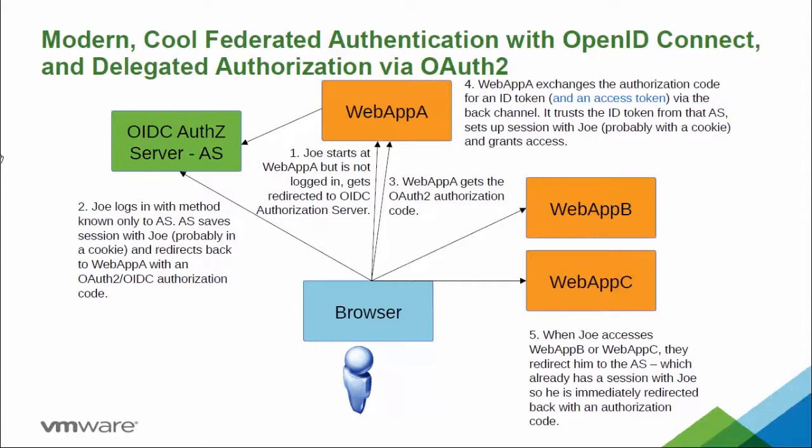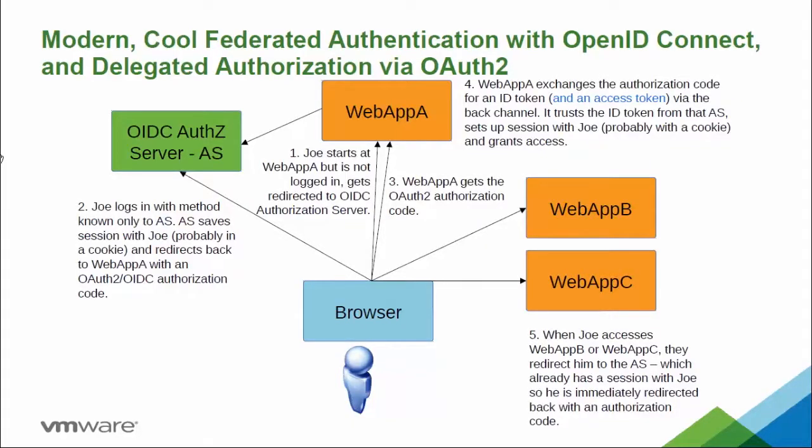Okay, so then web app A gets the OAuth2 authorization code and then makes a call, an API call. I don't hear the back channel term used as much for OAuth and OpenID Connect as I do for SAML. But nevertheless, the same thing. It makes an API call to exchange the authorization code for an access token. You know, not an assertion, an access token, and an ID token, more significantly. Which sets up the session with Joe. The rest of it works the same.